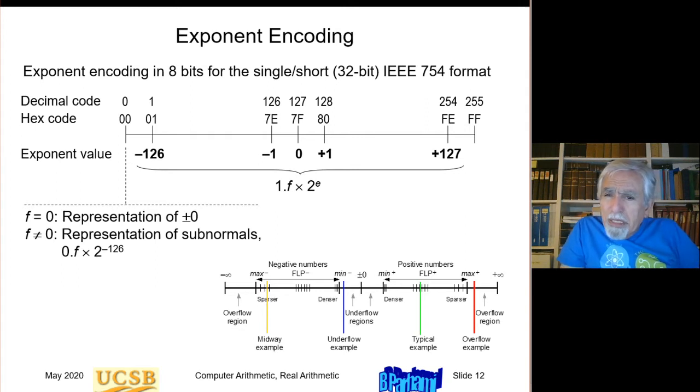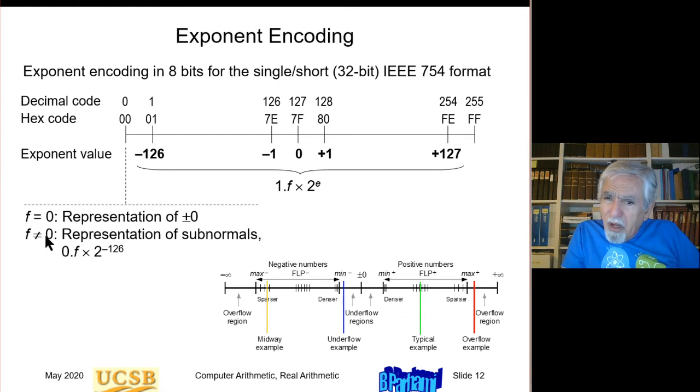The special code 0 in the exponent field is used if the fractional part of the significand is also 0. So the exponent is 0 and the fraction is 0. That's the representation of plus or minus 0. This is the sign bit. So basically, plus or minus 0 is all zeros except for the sign bit, which can be 1 for -0.